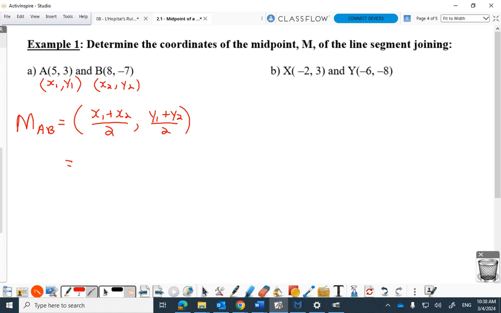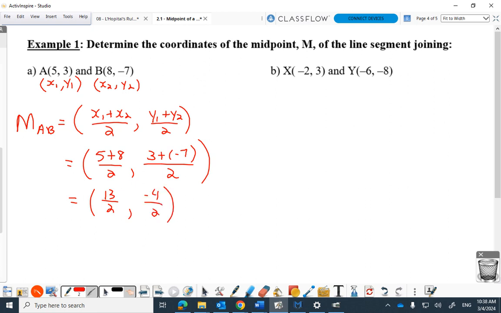So I get 5 plus 8 over 2, and I get 3 plus negative 7 over 2. Be careful with the negatives, friends. As always, negatives can turn something pretty easy into a little mistake. So I get 13 over 2 and negative 4 over 2. That's what I get when I do those in my head.